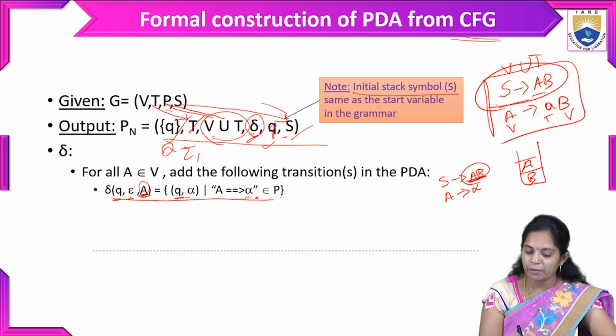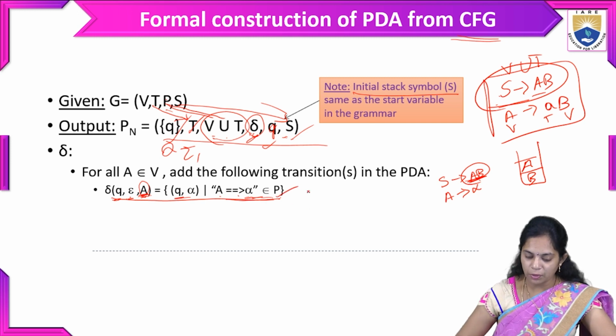So here we have to represent A belongs to A tends to alpha, which is nothing but a production. So we have to convert it. How to convert? Here the next state and alpha. So how many are there?